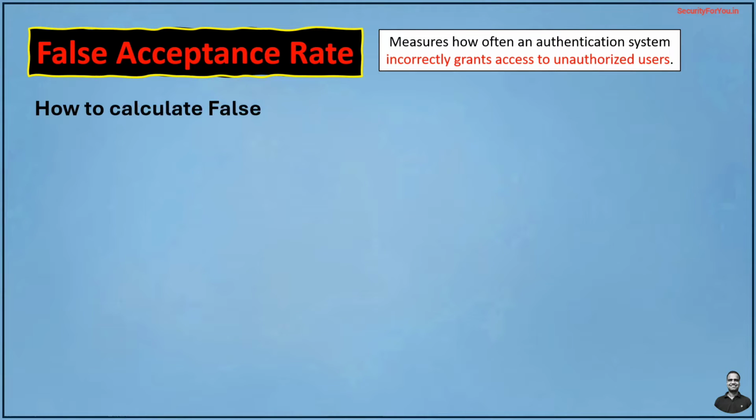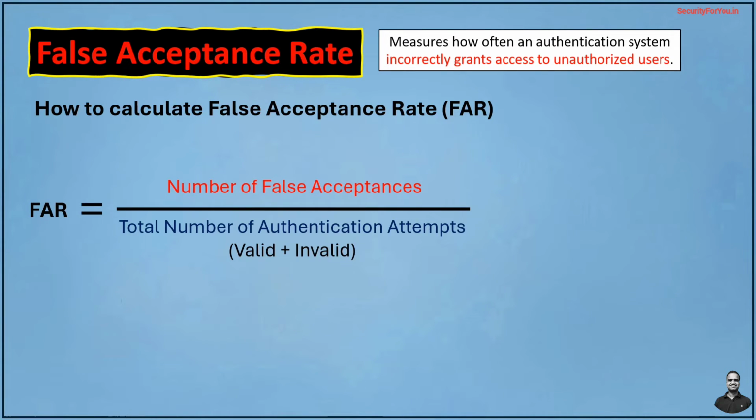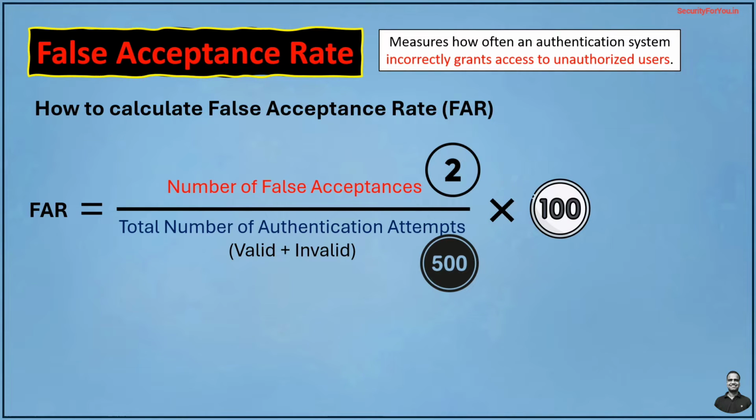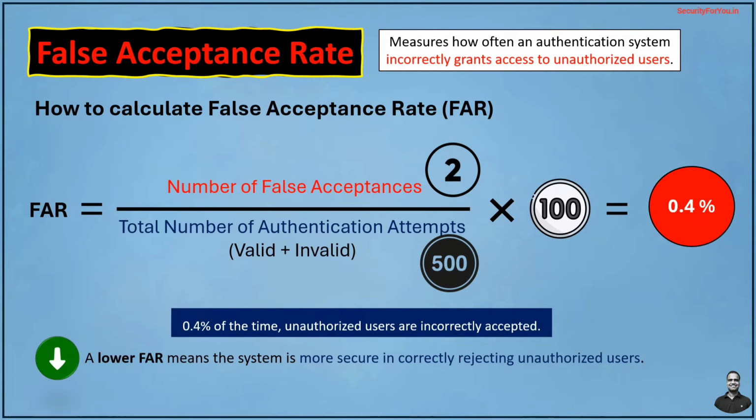What is the formula to calculate false acceptance rate? Number of false acceptances divided by total number of authentication attempts, valid and invalid. Suppose total number of authentication attempts is 500 and number of false acceptances is 2. Multiply by 100, you will get a 0.4% rate, indicating that 0.4% of the time unauthorized users are incorrectly accepted. A lower false acceptance rate means the system is more secure in correctly rejecting unauthorized users, right?